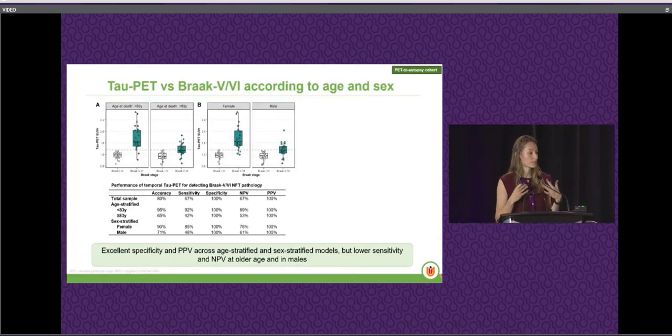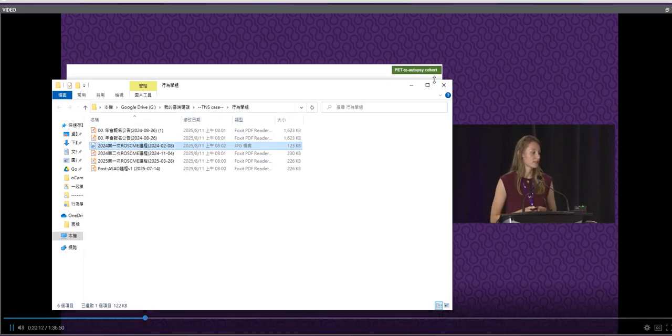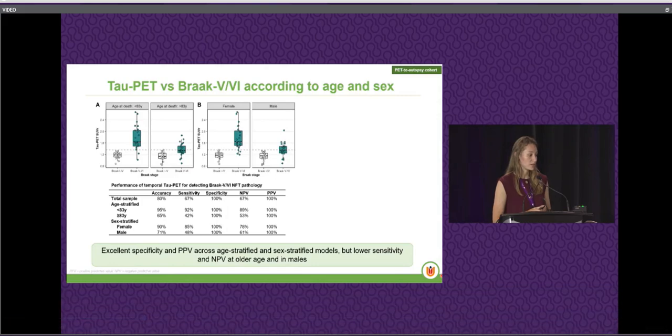So next we wanted to investigate the correspondence between antemortem tau PET and postmortem Braak 5/6 pathology and understand whether this varies by age and sex. So in these plots you can see antemortem tau PET SUVR on the y-axis, and on the x-axis you can see the Braak stage, separating Braak 1 to 4 from Braak 5 to 6. And the dashed line represents the threshold for tau PET positivity, and then the plots are stratified based on median age at death at 83 years and based on sex.